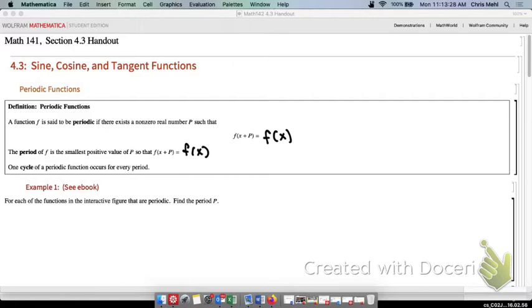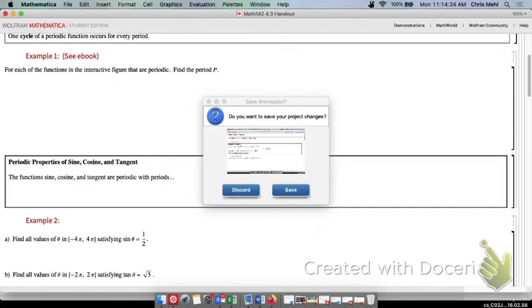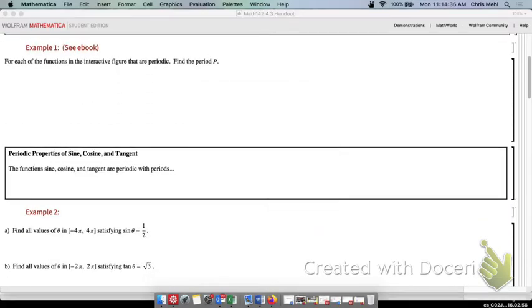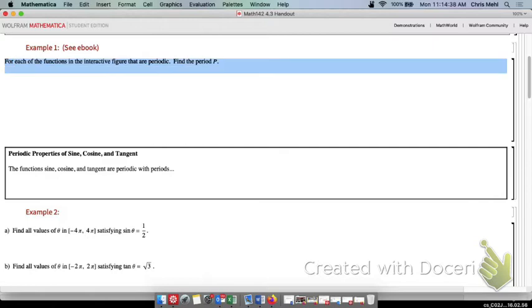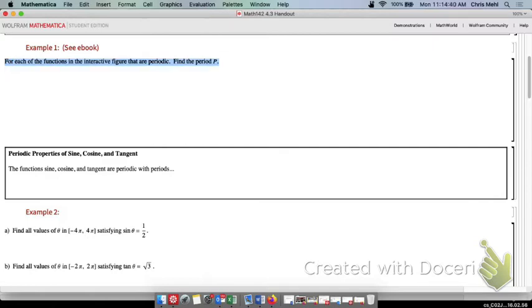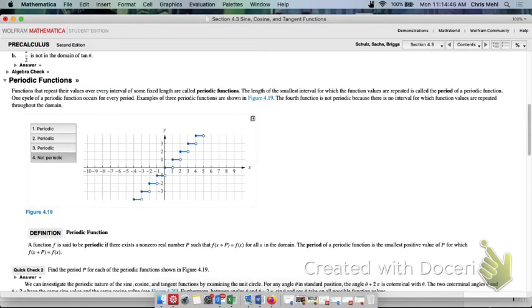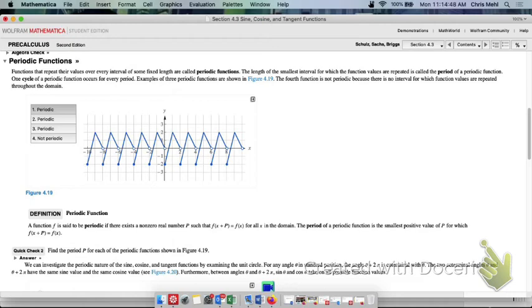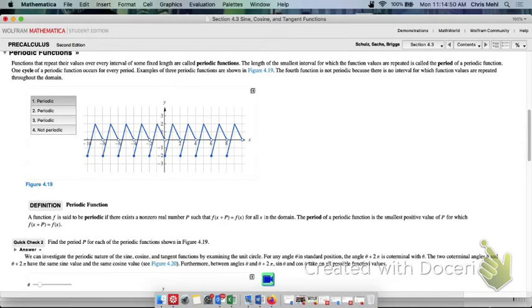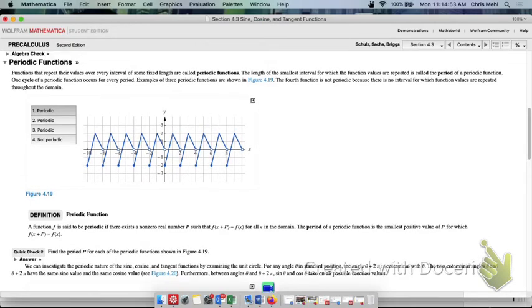So, for example 1, see the ebook. For each of the functions in the interactive figure that are periodic, find the period p. Okay, so here are those 3 functions. I'll do the first one here. Here's a function that is periodic, and I will highlight one cycle.